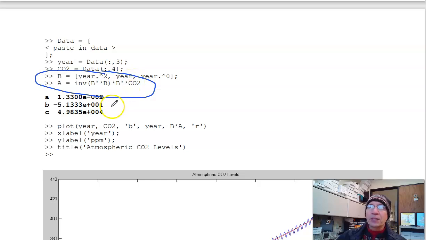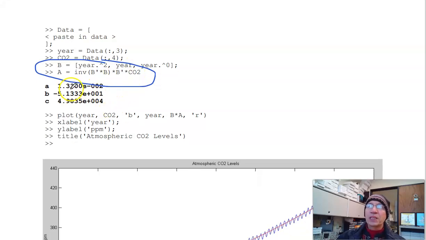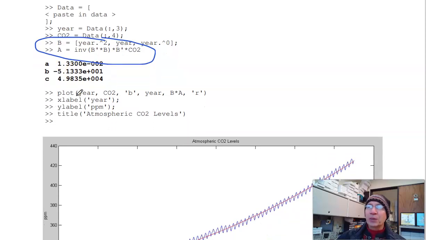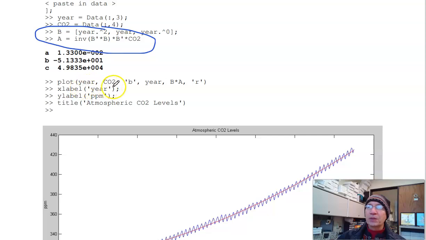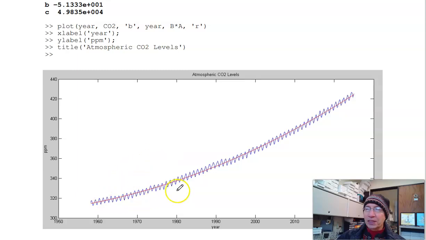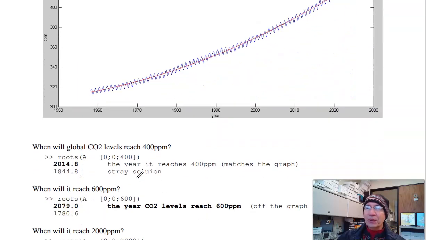When I do that, I get 3 numbers. That's the weighting on year squared, year, and 1. To check my answer, I'll plot it. Plot year versus CO2, year versus curve fit, and that's what it looks like. The blue line is the data, the red line is my curve fit. Matches pretty well.